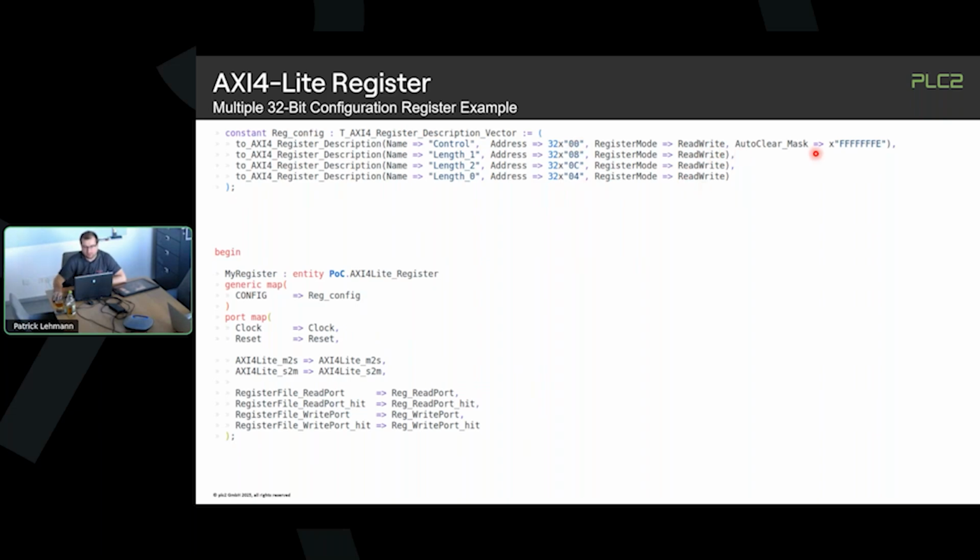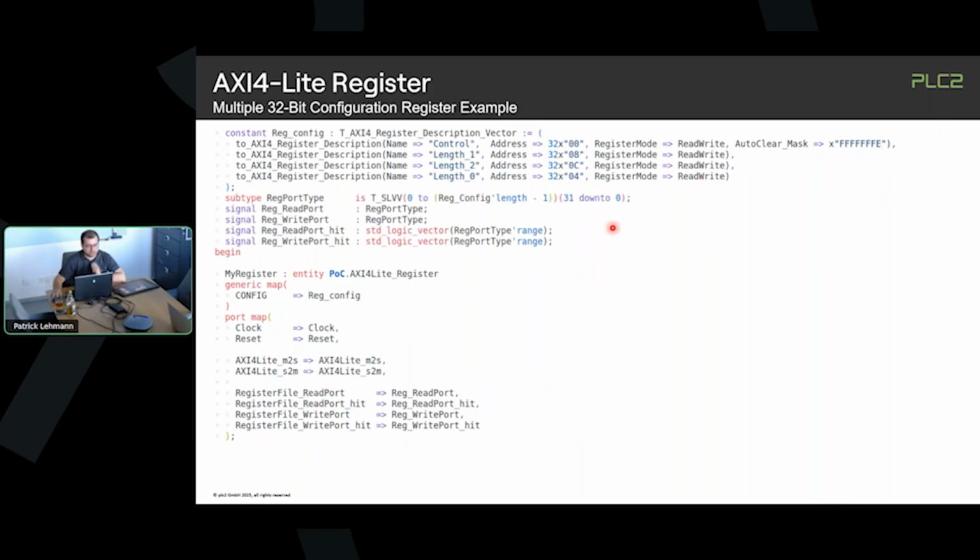We have here our modes, and the first one is even set up with the auto clear mask now, so the lowest bit can be cleared. We need some helper signals in here, and as I said before, the output ports are vectors of vectors, so we are using from PoC-Library the T_SLVV_32 array of 32-bit arrays. We are constraining them here, and now we can connect it.